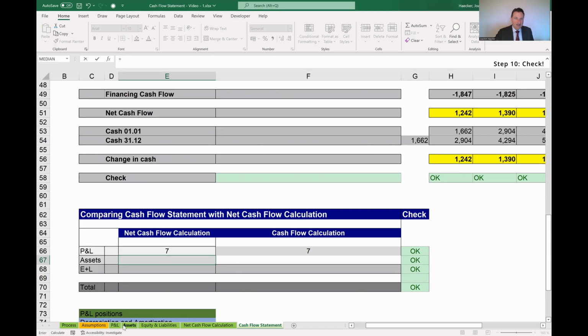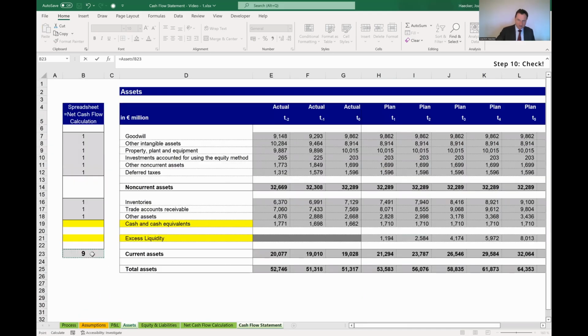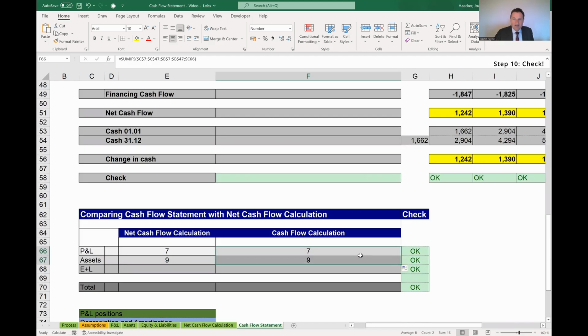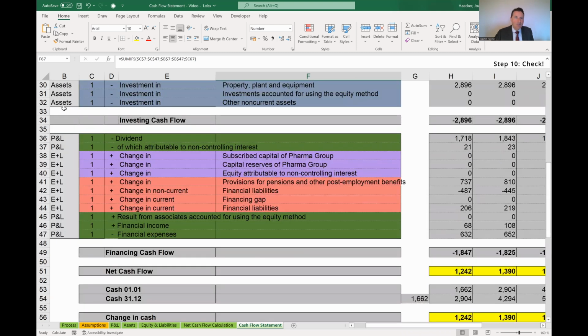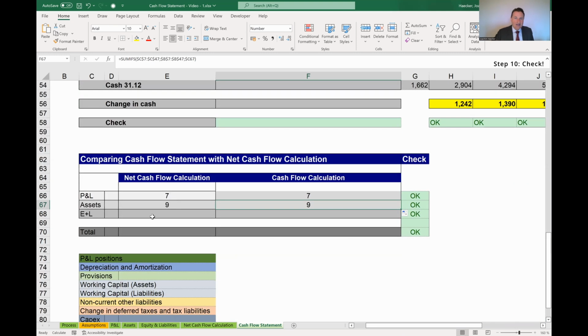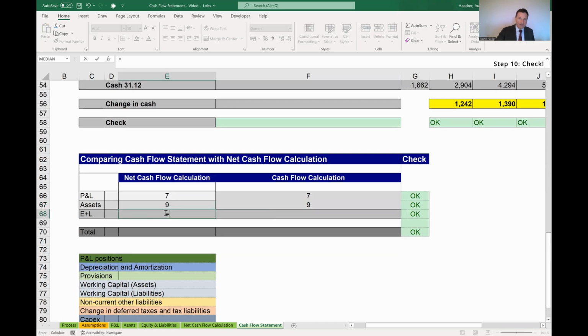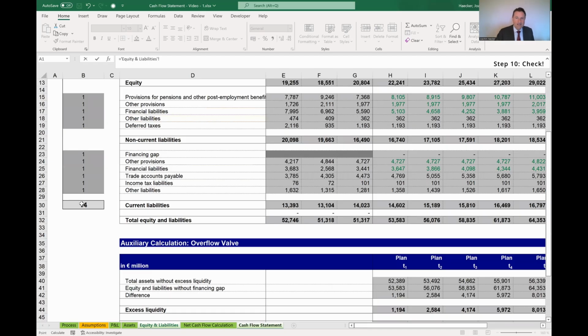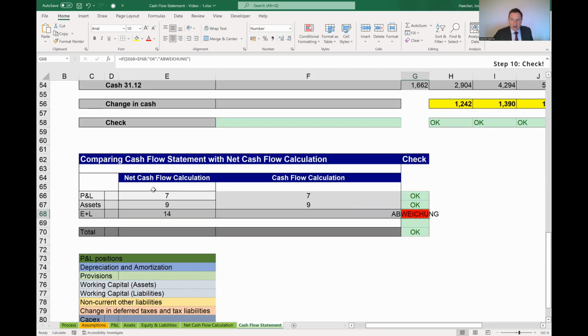Well, check on asset, 9 positions. How many positions did I use? Well, I should be able to pull it down. Yes, here. SUMIFS selects the one where you see assets. And how many equity and liability positions have I used? Well, equity liability positions, 14. How many are being used here?